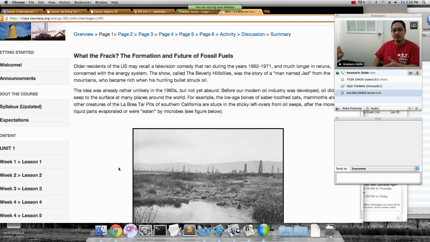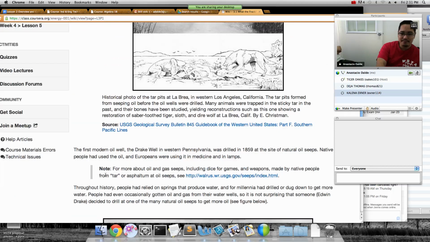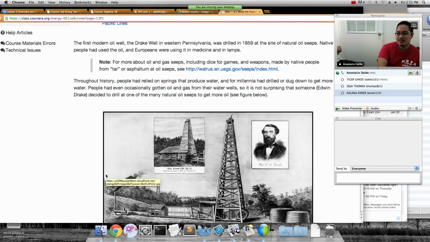For example, has anyone ever been to, or heard of, the La Brea tar pits? You go down there and you can see a lot of ancient, prehistoric creatures, like the saber-toothed tiger and the mammoth. They were basically just stuck inside of this tar pit in California, in the middle of LA. I used to live in LA, so I went there, and the oil is just coming out of the ground. But for the most part, that doesn't really happen anymore.